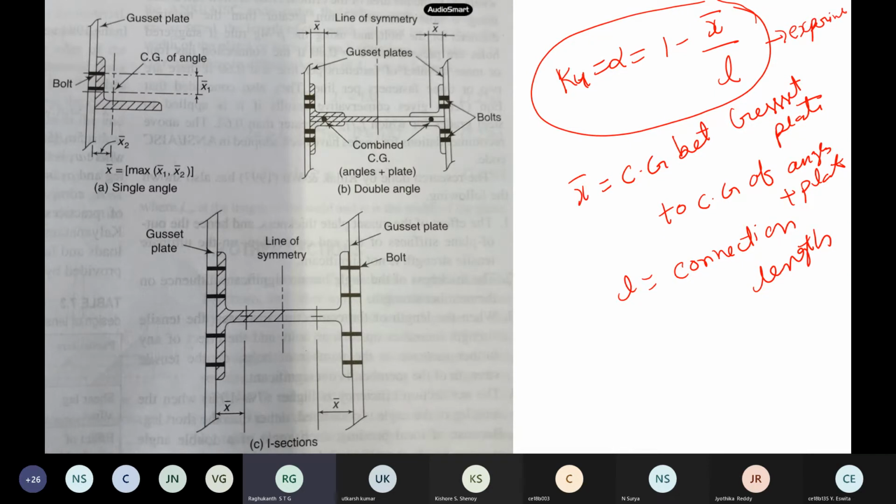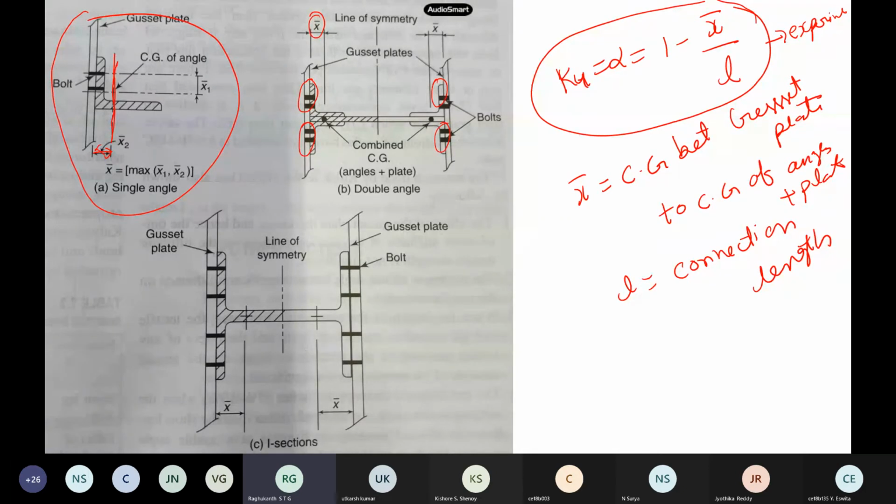For example, if I have an angle section here, so these are my bolts. This leg only is connected, this leg is not connected. The CG of the angle section is somewhere here. So this x bar is nothing but the distance from the gusset plate to its CG. Suppose you have two angle sections here, and here also you have an angle section, only these legs are joined here, these legs are not joined. So x bar is the distance between the plate and the CG.